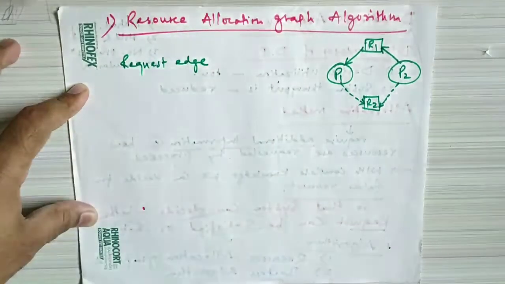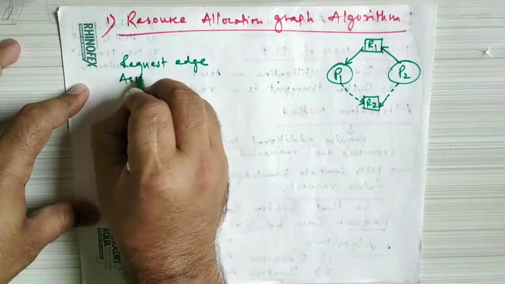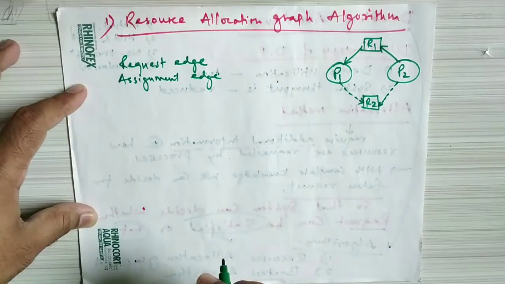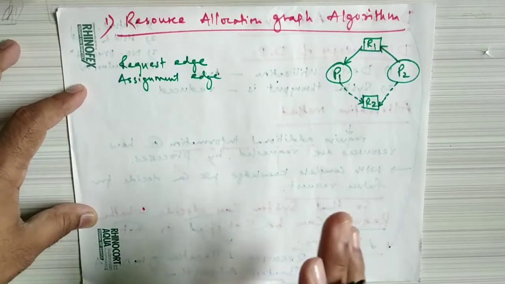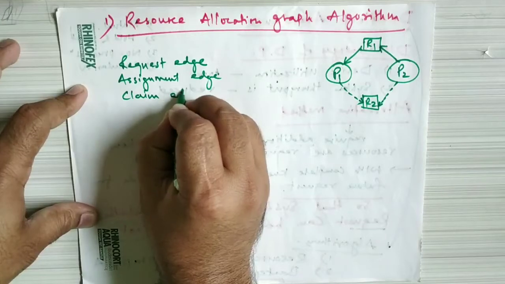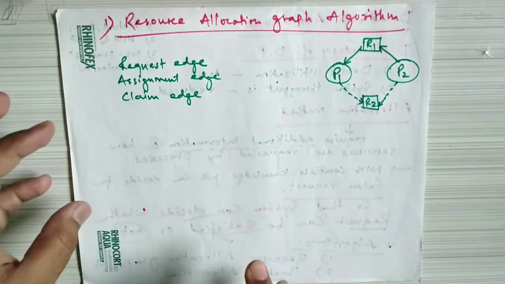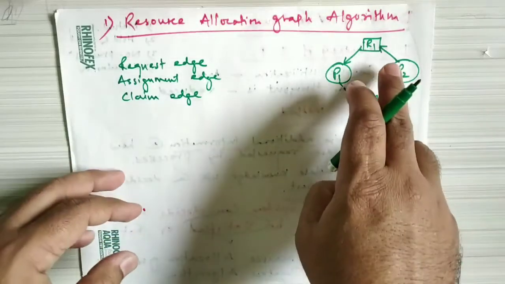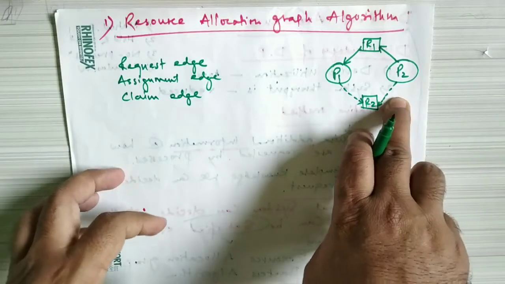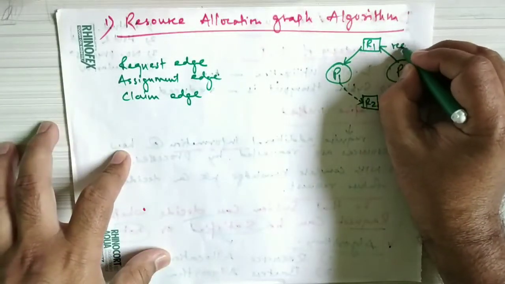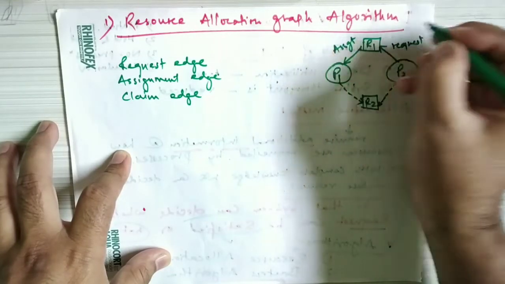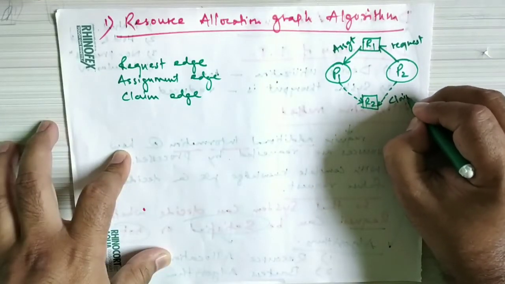So in the resource allocation graph, normally one is the request edge, second is the assignment edge, and the third one is also used. In addition to the request and assignment edge, we have a new edge, which we call the claim edge. The request edge and the assignment edge are indicated by solid lines, but the claim edge is indicated using a dotted line. So this is the request edge, this is the assignment edge, and this is the claim edge.